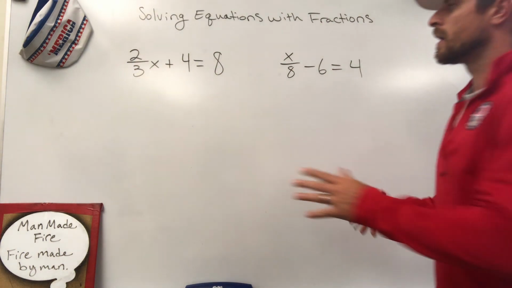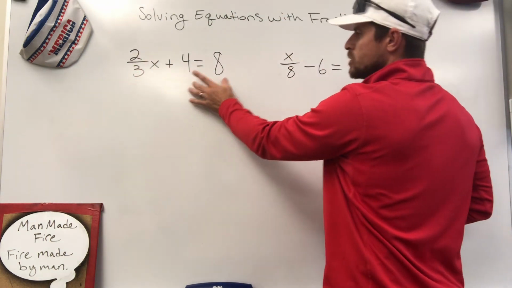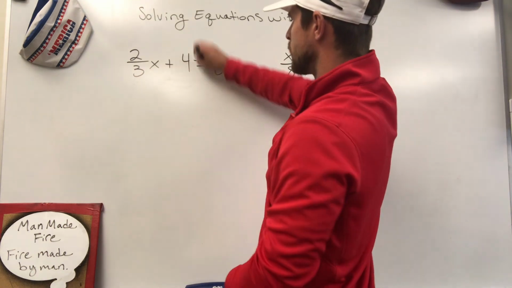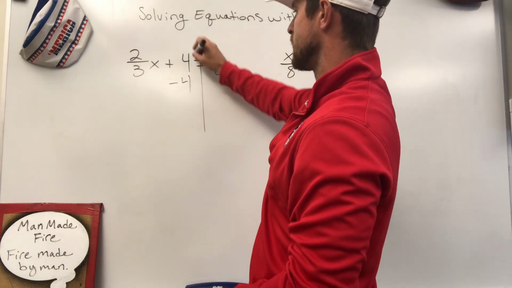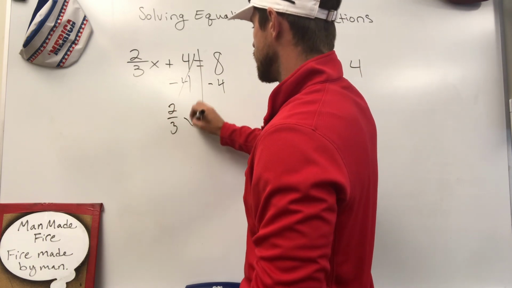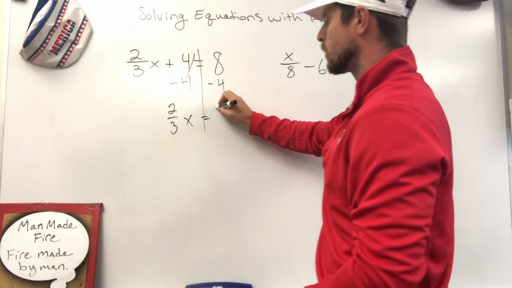So treat this no different than any other two-step equation, right? If you had a whole number here, you'd still be removing 4 first through inverse operations. So take 4 away from both sides. We're now left with 2/3 x is equal to 8 minus 4, which is 4.